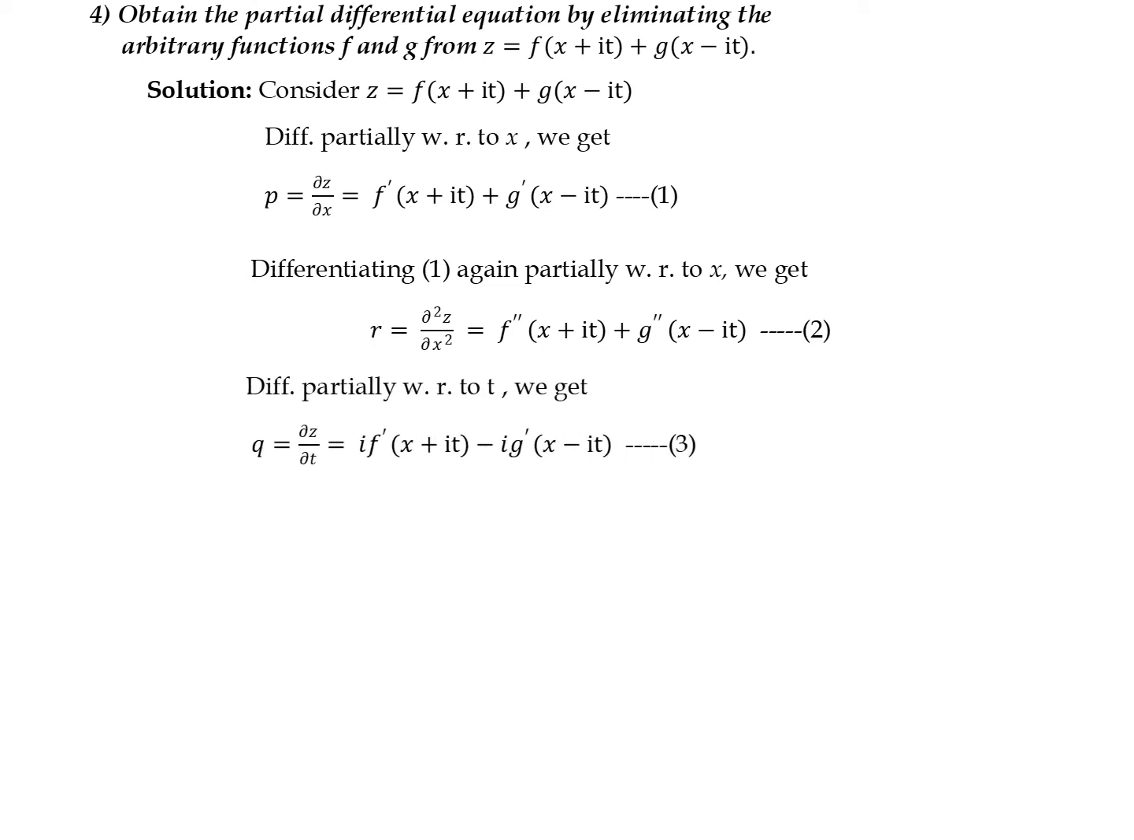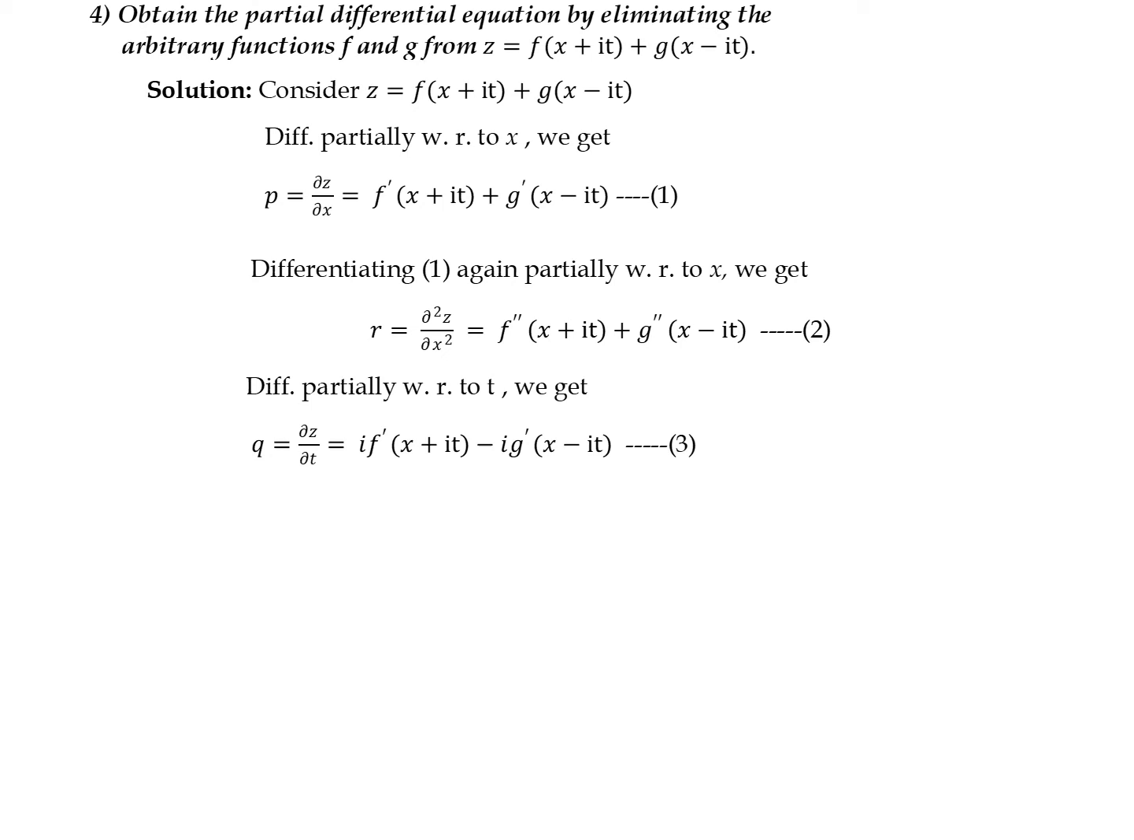Now let us differentiate the given equation with respect to t. If you observe here, we don't have x and y, but instead we have x and t. So here q is going to be ∂z/∂t. The first term f, when we differentiate, f dash into that x plus it, with respect to t when we differentiate we get i, plus g, when we differentiate we get g dash, and that x minus it, when we differentiate with respect to t we get minus i. Call this equation as 3.